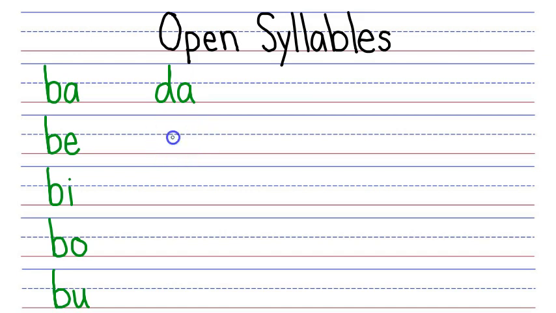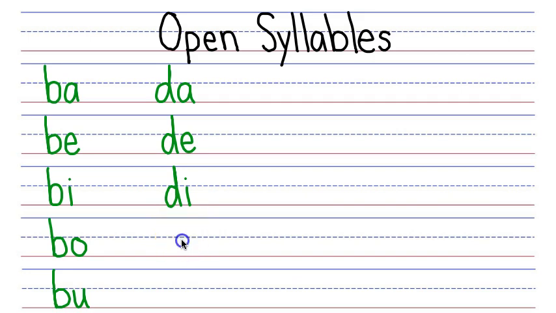Next, write de with a D that says d, and an E that makes a long E sound, E, de. De is the first syllable in the word delete. Next, write die with a D that says d, and an I that makes a long I sound, I. Die. Die is the first syllable in the word divert, which means to distract from something.